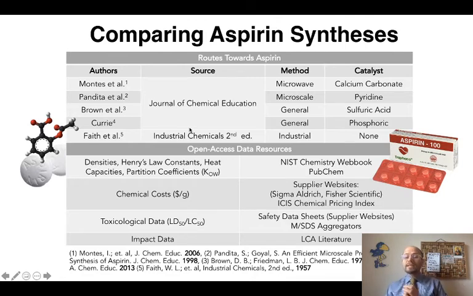So the goal here is that we have the same product, which is acetylsalicylic acid, that's aspirin for us, and yet we're going to compare these 5 different methods using the same metrics, and we'll look at those. Now to do this, we're going to need a couple of pieces of information, for example, things like densities, in case a procedure mentions something in liters and you want it in kilograms.